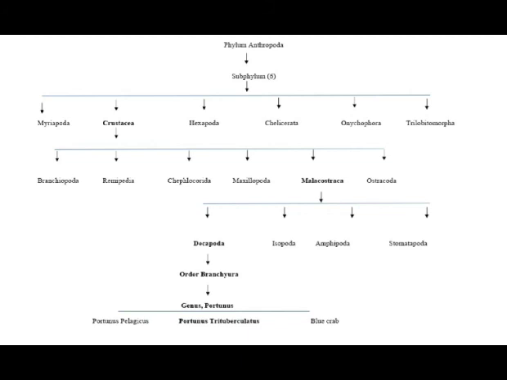Decapoda is a group that includes crayfish, crabs, lobsters, and shrimps. This order contains 15,000 species, mainly crabs. The genus of Decapoda is Portunus. Genus Portunus is classified into 3 groups such as Portunus trituberculatus, Portunus pelagicus, and Portunus armatus, which is known as the blue swimming crab. My selected crab is Portunus trituberculatus.